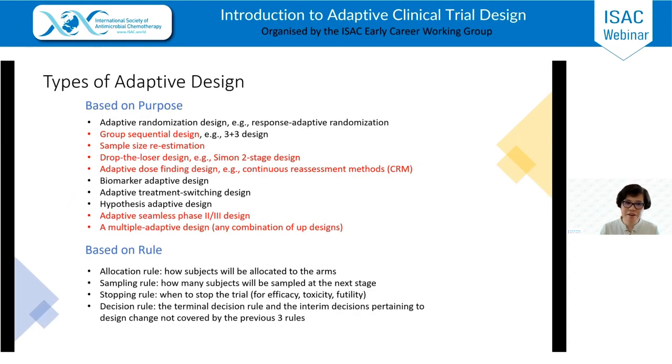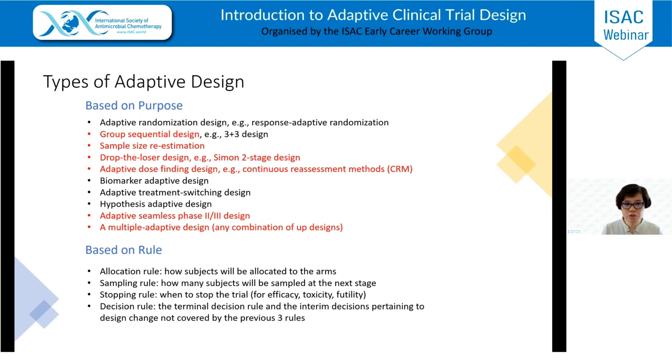How are you going to classify them? There are lots of ways, but I just put the simple ones. The first is based on purpose. They have the adaptive randomization design, where basically you change your randomization rules. It could depend on, here I give examples, response adaptive or covariate adaptive, depending on the covariate.